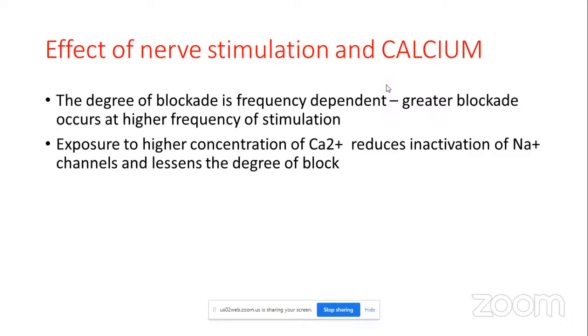Coming to the effect of nerve stimulus and calcium, the degree of blockade is frequency dependent. As I told, the local anesthetics have most affinity to the sodium channel in its activated state, and greater blockade occurs at higher frequency of stimulation. Exposure to a higher concentration of calcium reduces inactivation of sodium channels and lessens the degree of block.